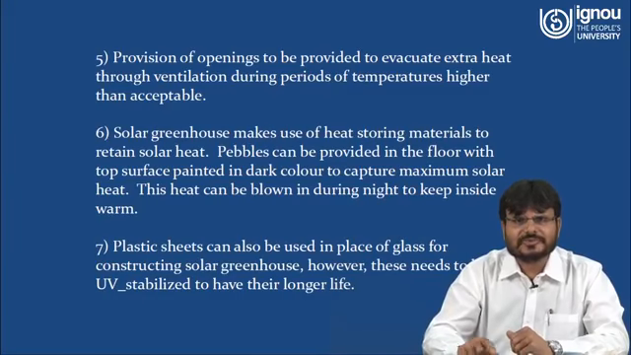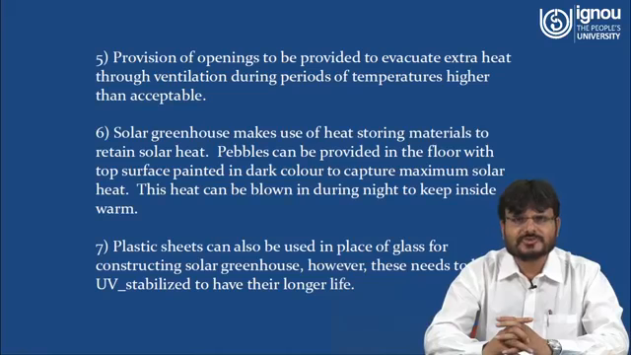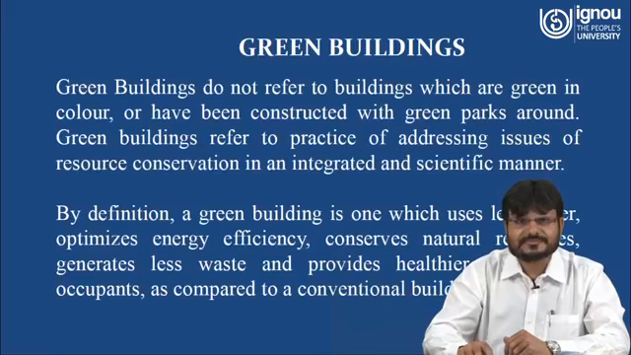Solar greenhouses make use of heat storing material to retain solar heat. Pebbles can be provided in the floor with the top surface painted in a dark color to capture maximum solar heat. This heat can be blown in during the night to keep the inside warm. A plastic sheet can also be used in place of glass, which is cheaper for the construction of a solar greenhouse. However, this needs to be ultraviolet stabilized to have a longer life.